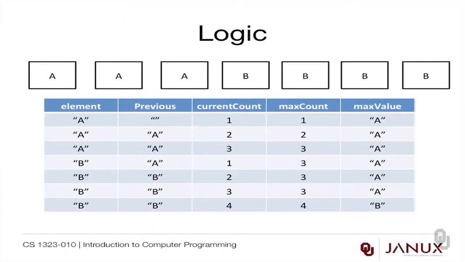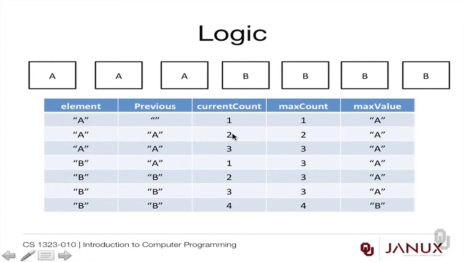Here's our data. Now I've already sorted the data, so we have 3 A's followed by 4 B's. Let's trace through one step at a time how our algorithm might work. Our first element is A. There is no previous element at this point, and our current count should be 1, because we just have 1 A. Our max count then will also become 1, because that's the biggest one we found so far, and our max value will be A, the one we found. When we get our second A, it will match our previous A.